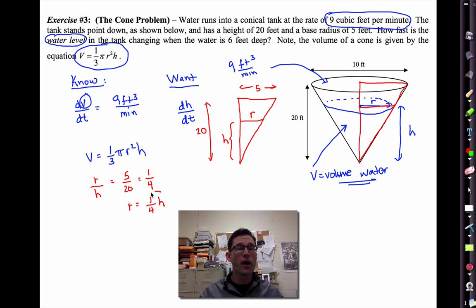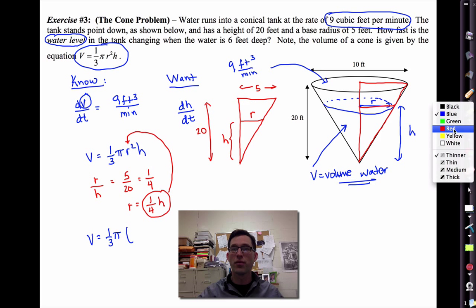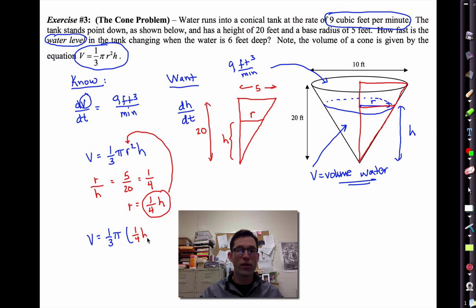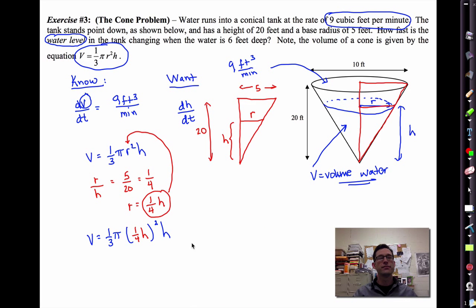But here's what I'm going to do. I'm now going to take this and substitute it into this formula. All right, go back to blue. So I'm going to get V equals 1/3 pi times, I know it's going to seem dorky, but I'm going to go back to red, 1/4 h, that'll be the last time, squared times h. Now, my great suggestion is to simplify this. So I'll get 1/3 times pi times 1/16 h squared times h, and that's 1/48 pi h cubed.